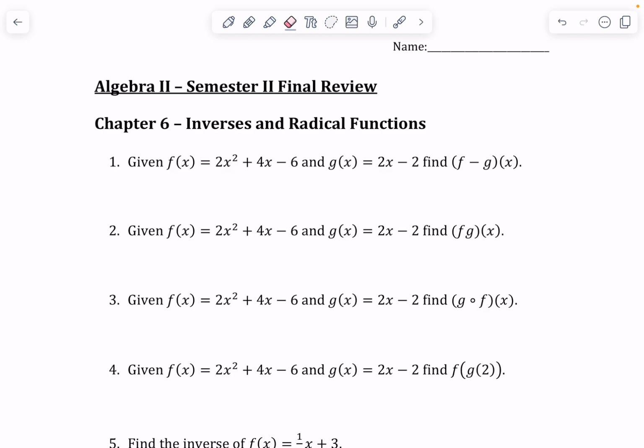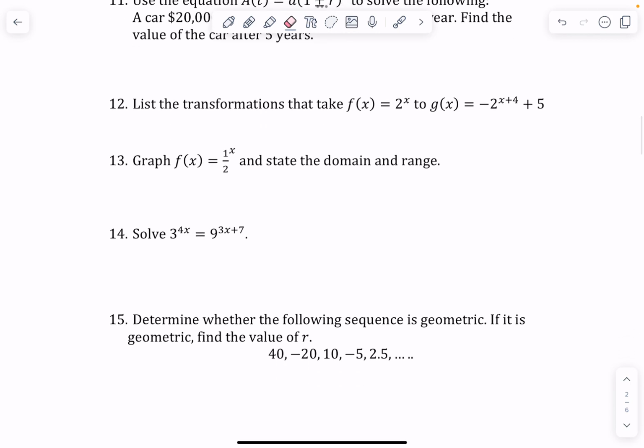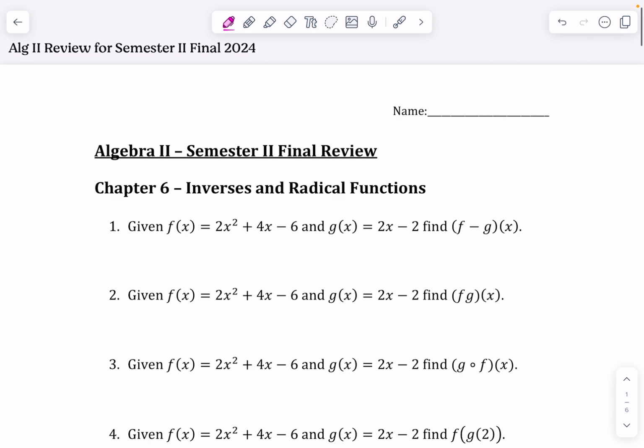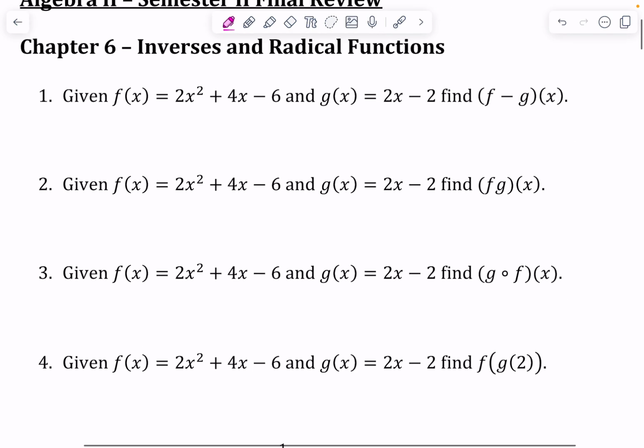All right, I'm going to try to get through, I think I'm going to stop before we get to number 13 because 13 is a graphing one and that's just easier to do in person. So yeah, let's just do 1 through 12 anyway, okay? All right, 1, 2, 3, and 4, they give you the same problem.